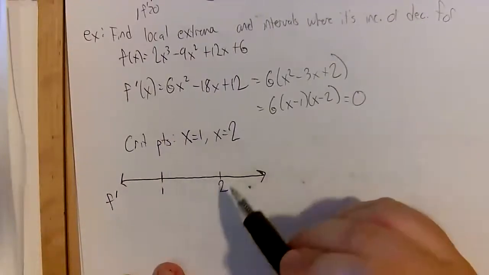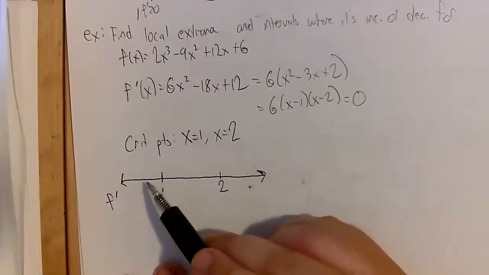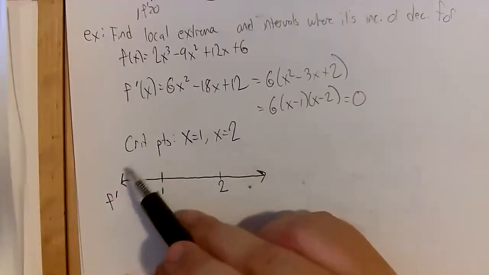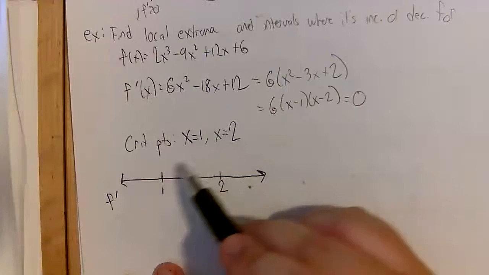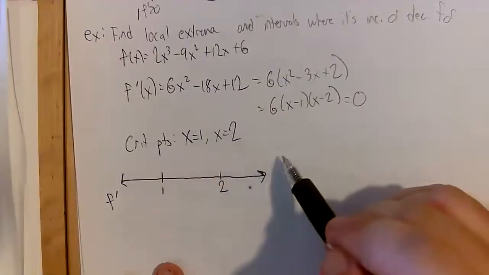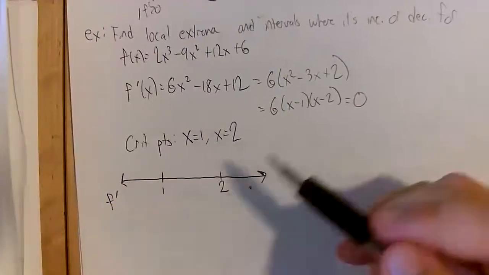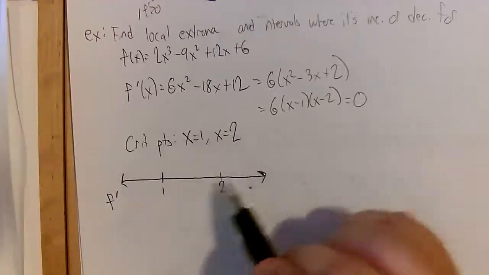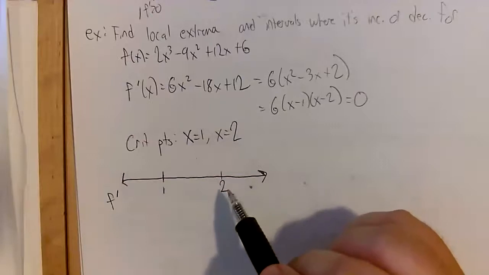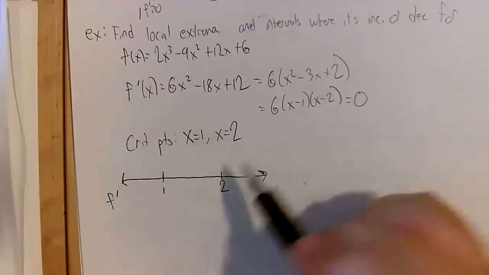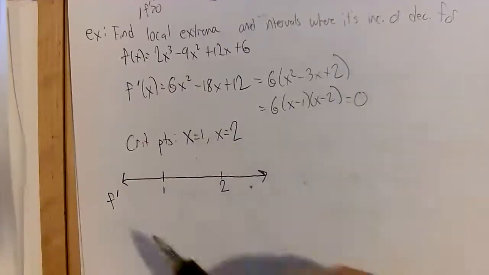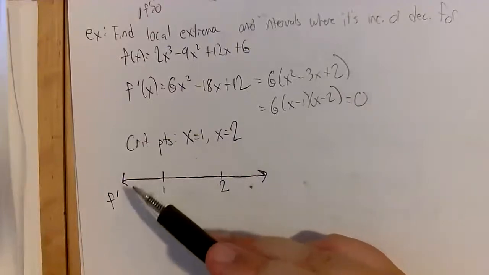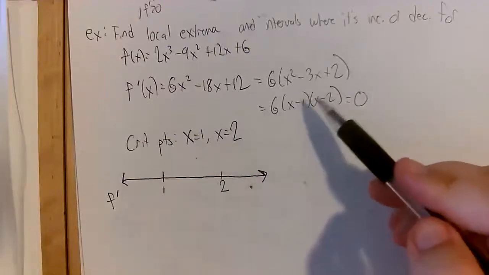All right, so we put our critical points down. Then what we're going to do is we're going to test a number before the first one, in between the 2 right here, and then after the last one. And if we had maybe 3 critical points, we would test in between all of them. So however many critical points you have, you're going to have to test one more than that number in our derivative.